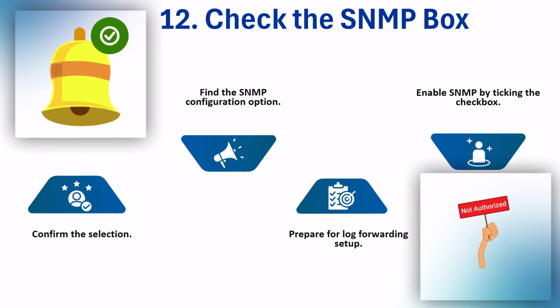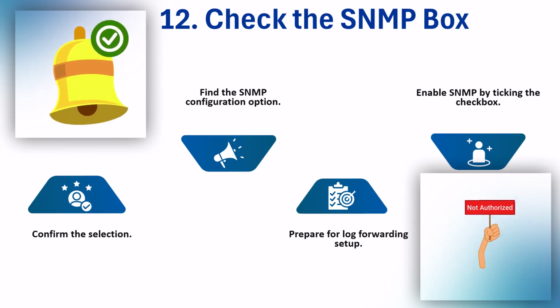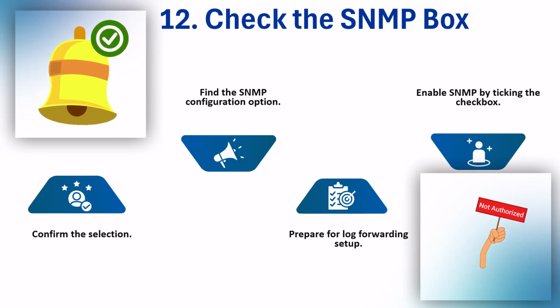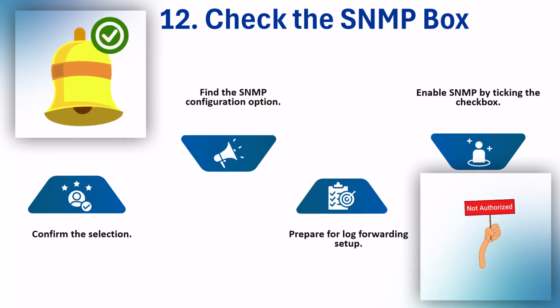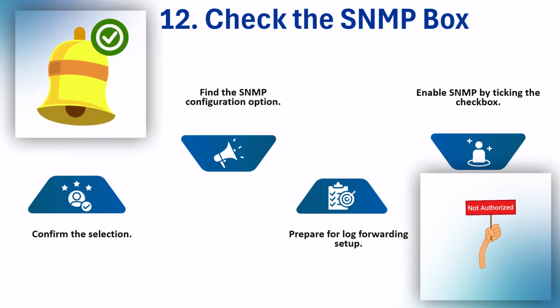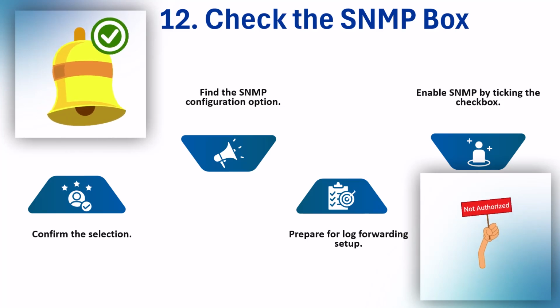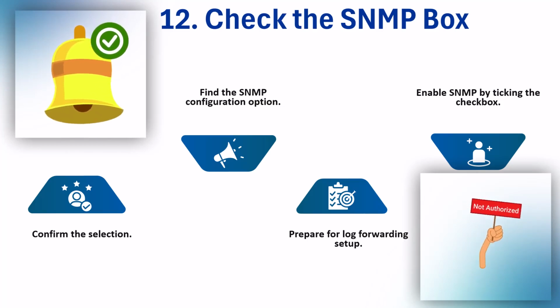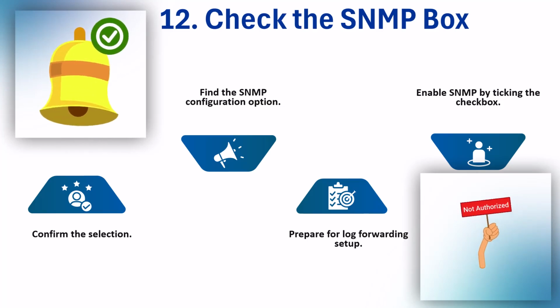Check that SNMP box. This is the digital equivalent of flipping a switch that says, "All right, I'm ready to talk SNMP." Once enabled, your firewall can send monitoring data where needed. It's like giving your network a voice, except it only talks in logs, not gossip.